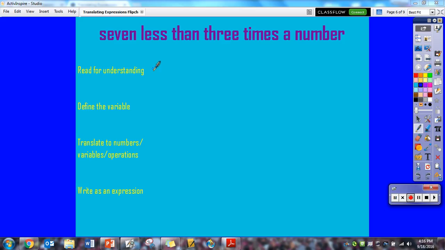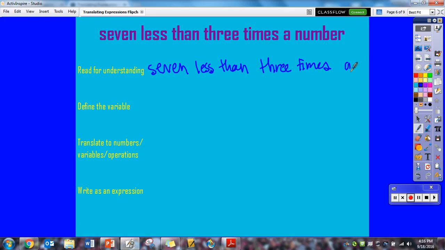Alright, now 7 less than 3 times a number. So let's do the same thing. Read for understanding. So we have 7 less than 3 times, and then I'll put a number. Sorry, it's got a little squished. Alright, so 7 less than, not a variable, 3 times, not a variable. So this is the only thing that we need to define the variable. So we'll call this n again.